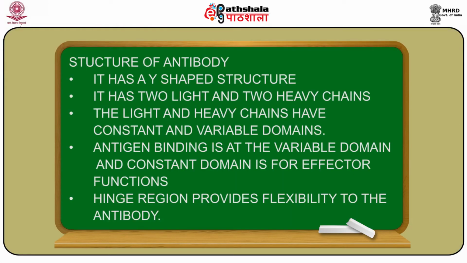Do you know antibody has a unique shape? It has a Y-shaped structure and has two light and two heavy chains. The light and the heavy chains have constant and variable domains. Antigen binding is at the variable domain and the constant domain is for effector functions. Hinge region provides flexibility to the antibody molecule.